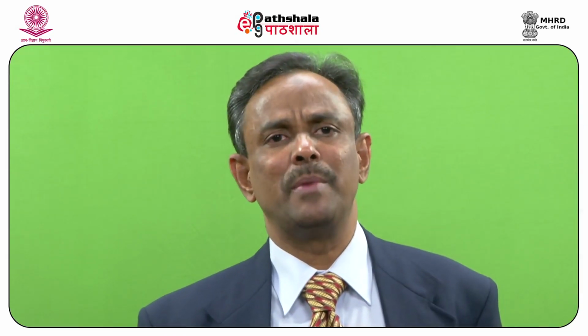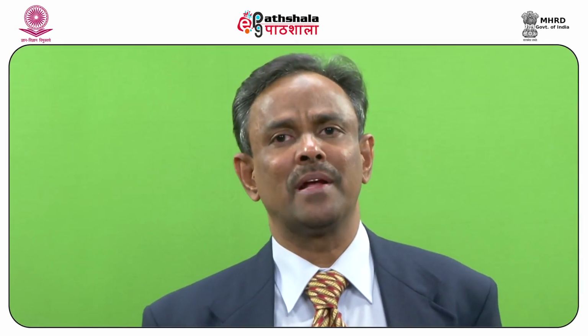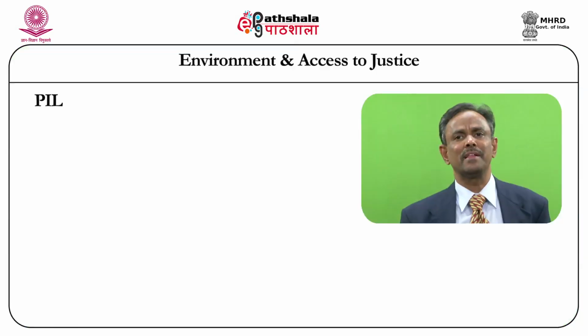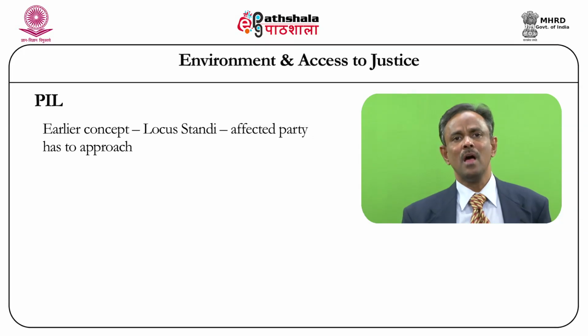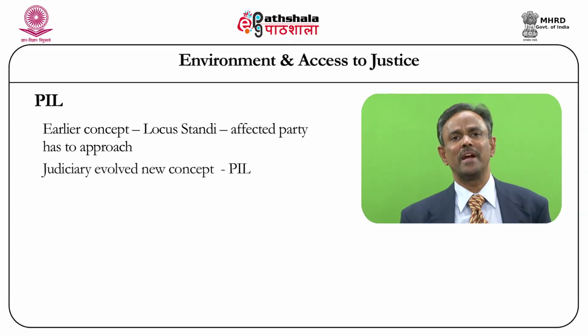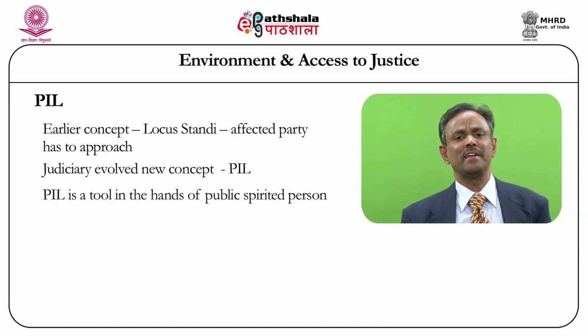The next important remedy available in environmental matters under Article 32 is public interest litigation. Earlier, the concept was locus standi: the affected person alone could approach the court to avail any remedy. The judiciary interpreted this concept and evolved a new concept known as public interest litigation. Public interest litigation is a tool in the hands of a public-spirited person.